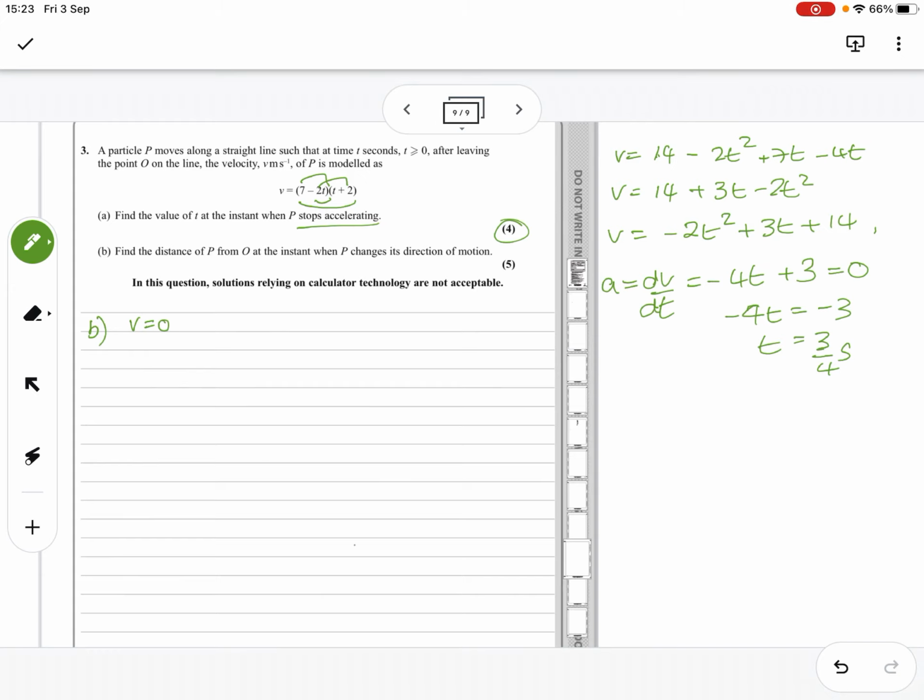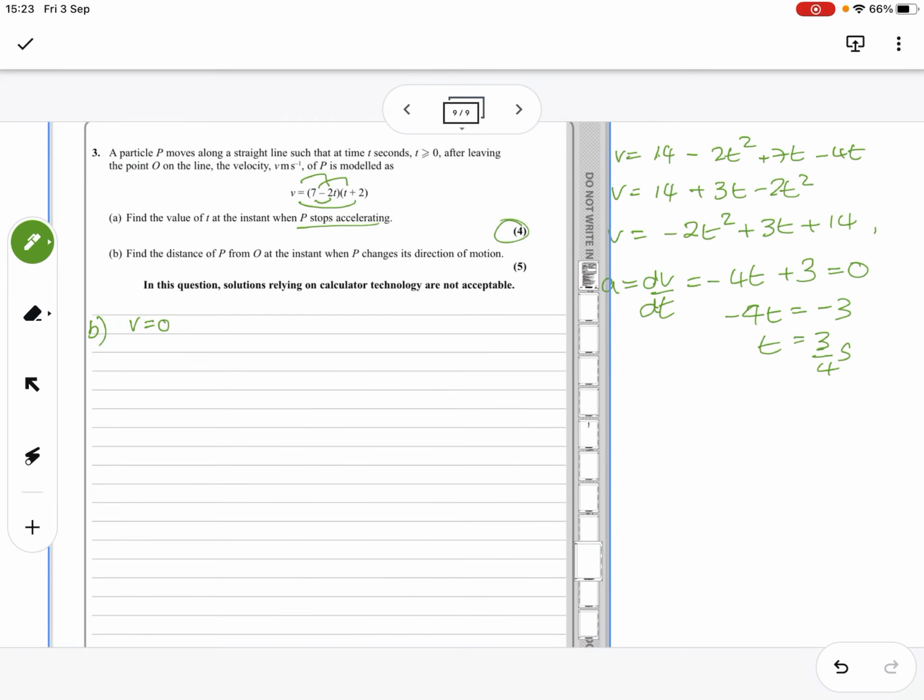So to find the value of t, when v is 0, we've either got 7 minus 2t equals 0, or t plus 2 equals 0, so t is minus 2, or minus 2t equals minus 7, so t equals 7 over 2. Can't be that because that's negative, and we were told t is greater than or equal to 0, so we're talking about 7 over 2.